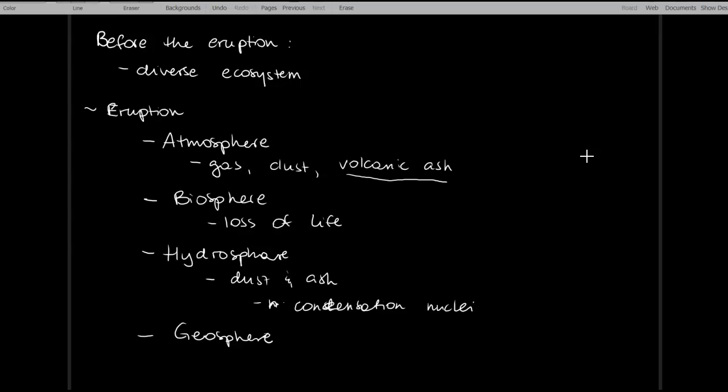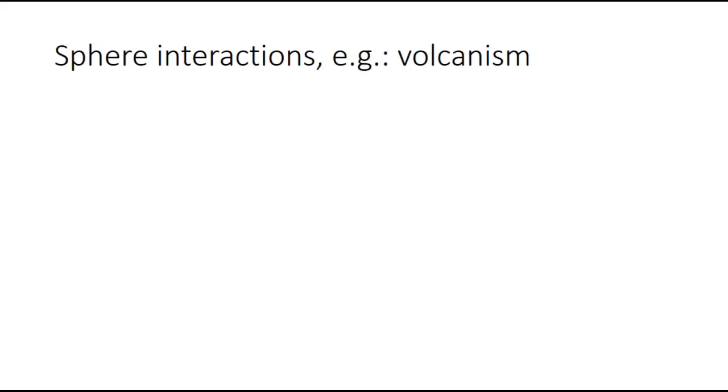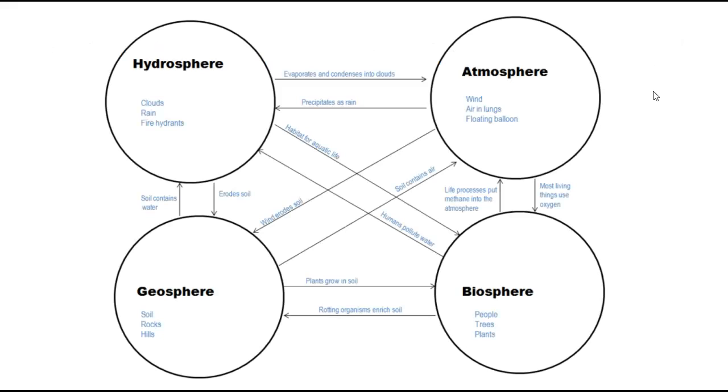So I hope that gave you an idea of what we're seeing and how different events can have different effects on the different spheres within our Earth system. And here's another picture that you can hopefully take a look at for a little bit of time. If you need to pause the video, you can go ahead and do that. You have the 4 spheres listed in the circles, and then the different changes that act between those 4 spheres.